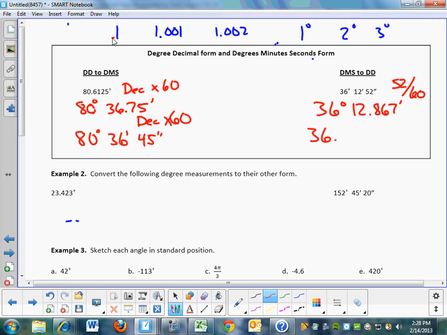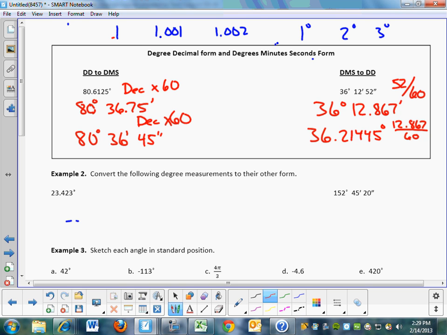So we're going to have 36.12 minutes. Is that more than half of a degree or less than half of a degree? Less than half. So we're going to take 12.867 and we're going to divide that by 60. What's 12.867 divided by 60? 0.21445. So we have 36.21445 degrees. So we're able to convert back and forth.